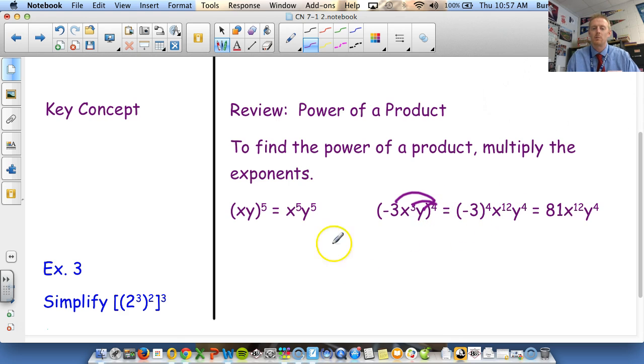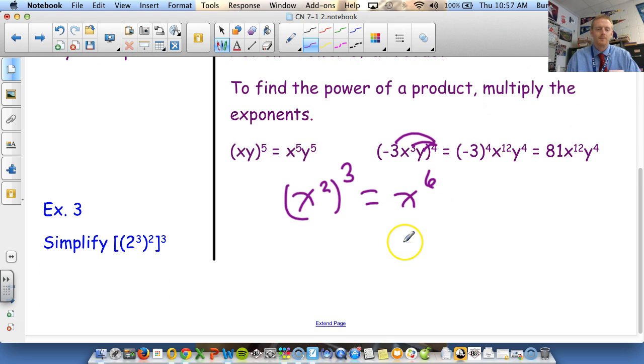So we're going to multiply. So if I had an x to the 2nd to the 3rd, this would turn into an x to the 6th, because I have 3 x to the 2nds. So that's why we can multiply these two to make an x to the sixth.